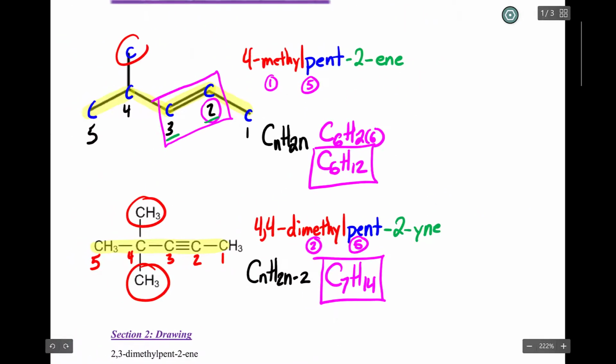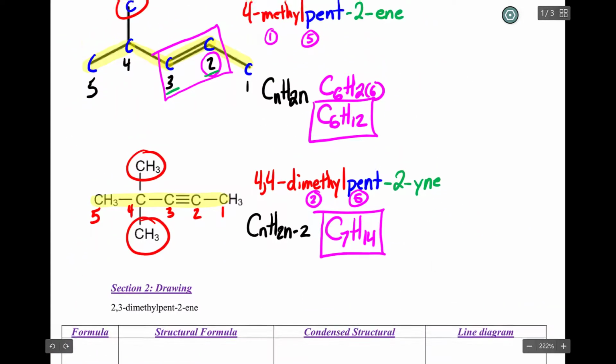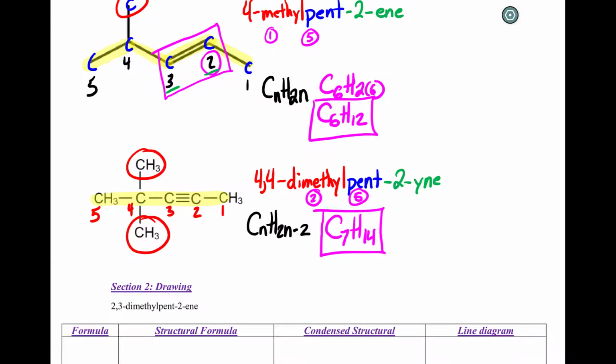Now I'm going to give you a bit of a warning here. I want to draw this for you in terms of a line diagram because it looks funny, okay? You cannot bend around a triple bond, and so there's going to be a big flat section. So I'm actually going to start with carbon number 1 over here, and you're going to make a line.